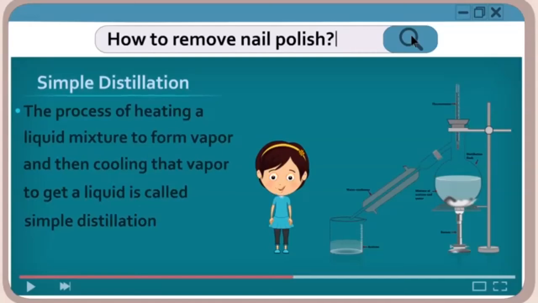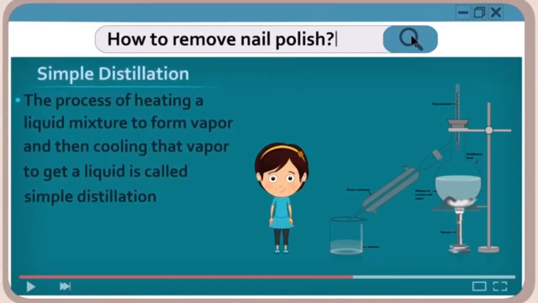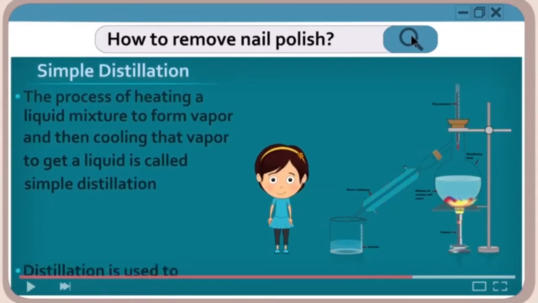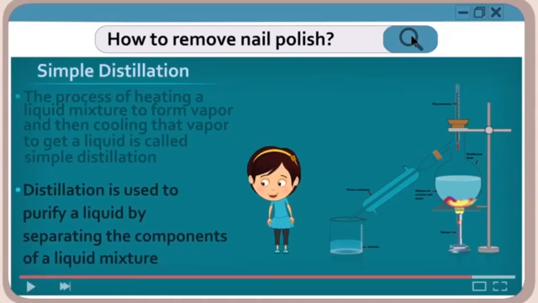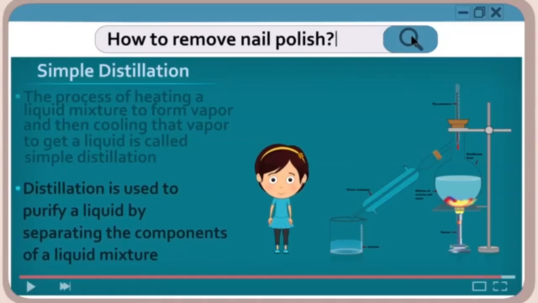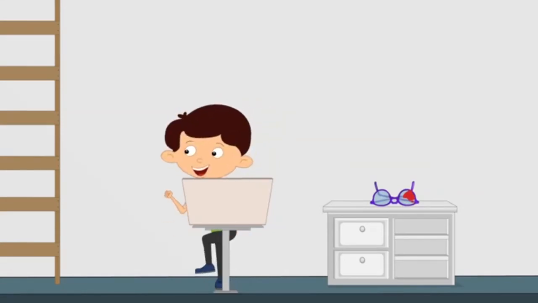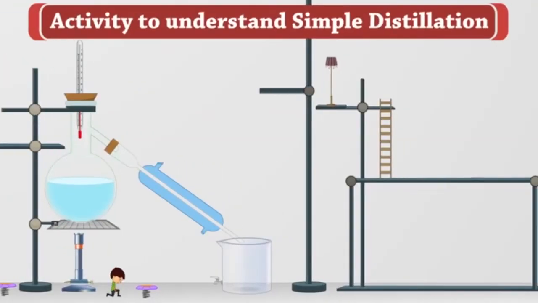The process of heating a liquid mixture to form vapor and then cooling that vapor to get a liquid is called simple distillation. Distillation is used to purify a liquid by separating the components of a liquid mixture. Let us perform an activity to understand simple distillation.